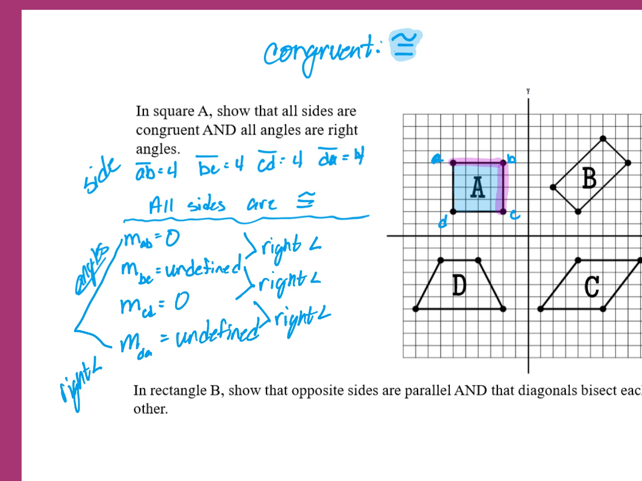Okay. So did we prove it formed a square? Yeah, we did. We showed that all the sides are congruent and all the angles, by the way, which I'll do from now on, are 90 degrees. So yes, we showed what they asked us to show.